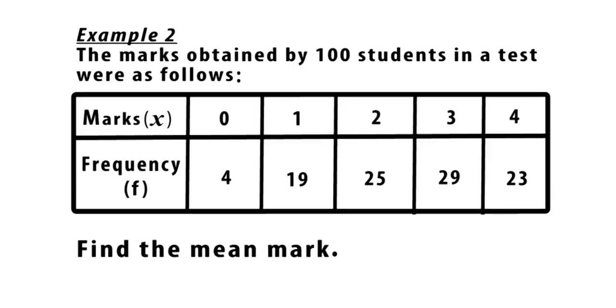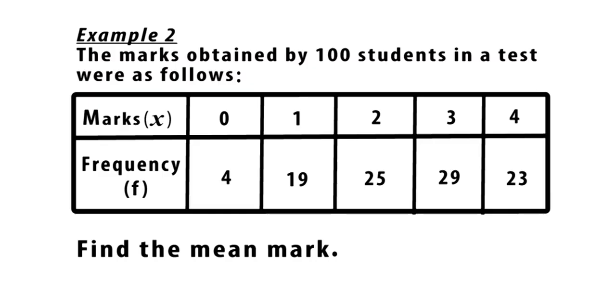So we have 0 with a frequency of 4. We have 1 with a frequency of 19. We have 2 with a frequency of 25. We have 3 with a frequency of 29, and we have 4 with a frequency of 23. The question says find the mean mark.